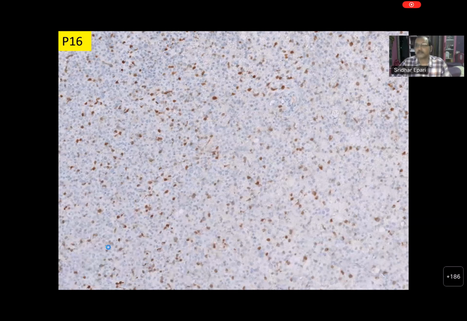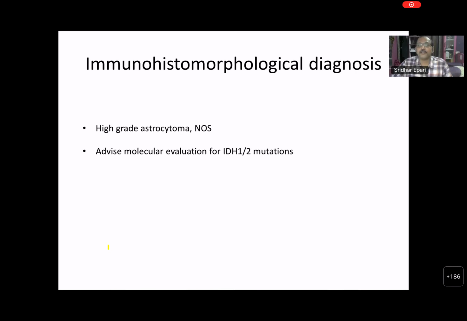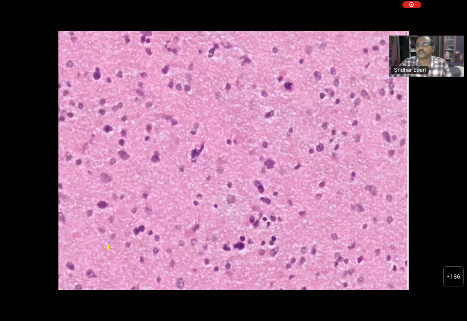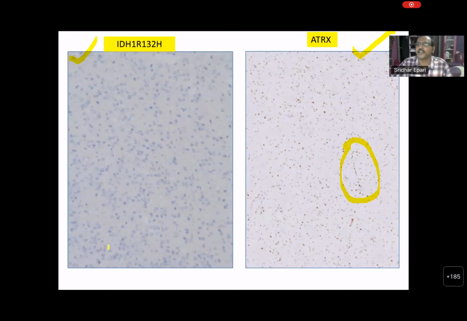So you used your morphology and IHC here to say that it is not an IDH mutant astrocytoma because ATRX is not lost, and it's not having an oligo-like morphology, so it is likely to be IDH wild type.